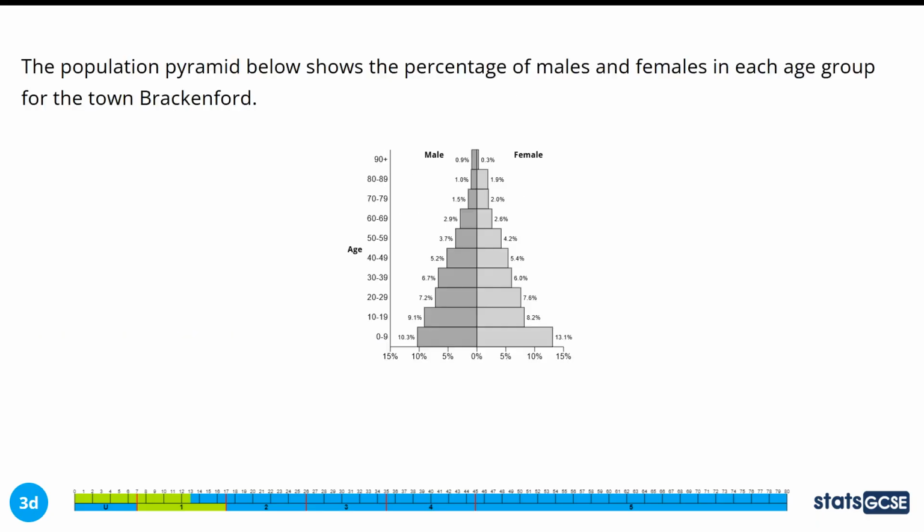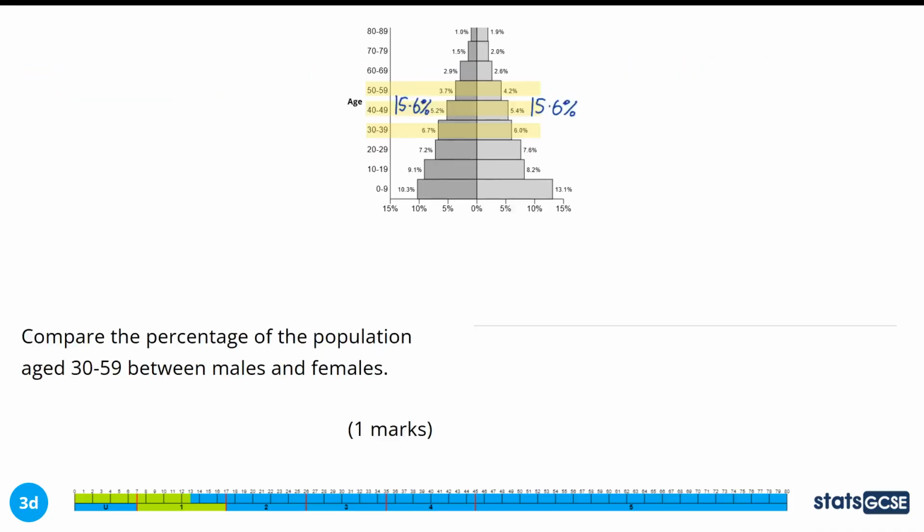Looking at the population pyramid, we're looking from 30 to 59. So these three parts here. Let's start with the males. Let's add 3.7, 5.2 and 6.7, and that will give us 15.6%. Now let's look at the females. 4.2 plus 5.4 plus 6, and this also gives us 15.6%. So our answer will be that they are both the same.